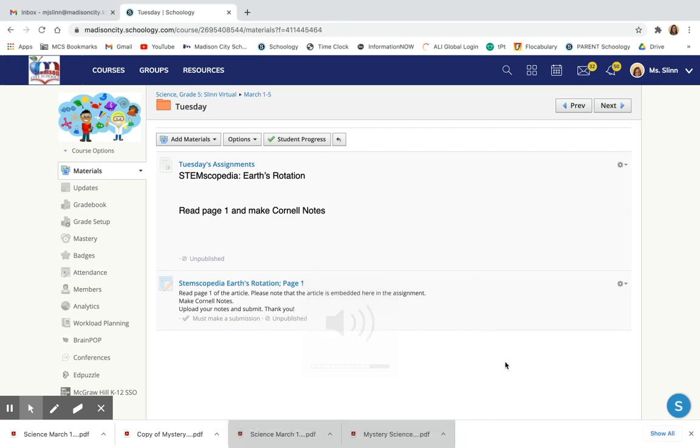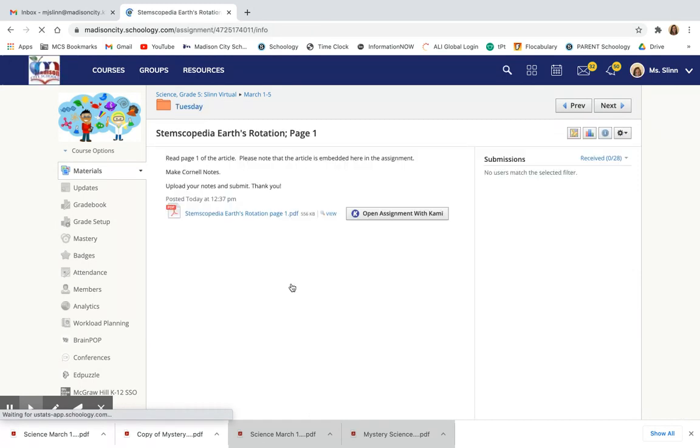Hey friends, this week we're learning about the Earth's rotation, day and night, and shadows. We're going to read a page from the Stemscopedia article about Earth's rotation, and you guys are going to make Cornell notes today. When you click on the assignment, you can get to the PDF of the article by clicking Open Assignment with Cami.